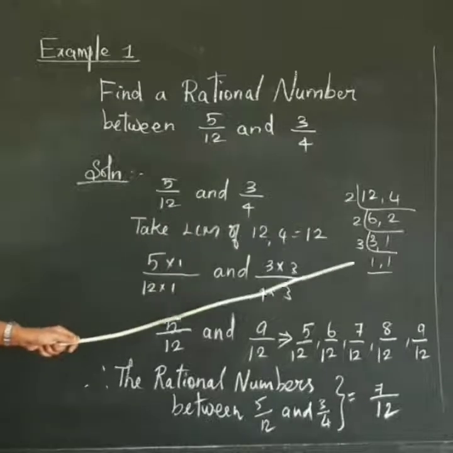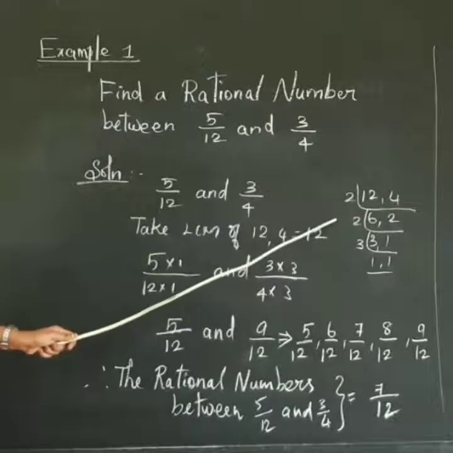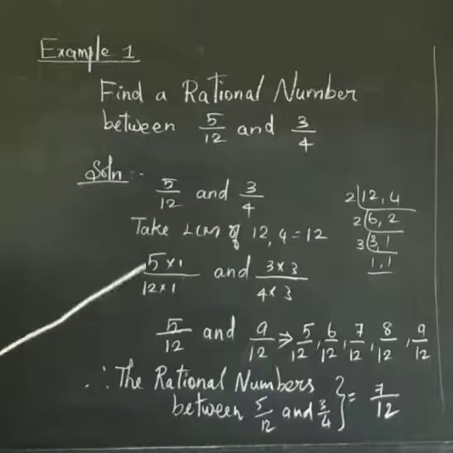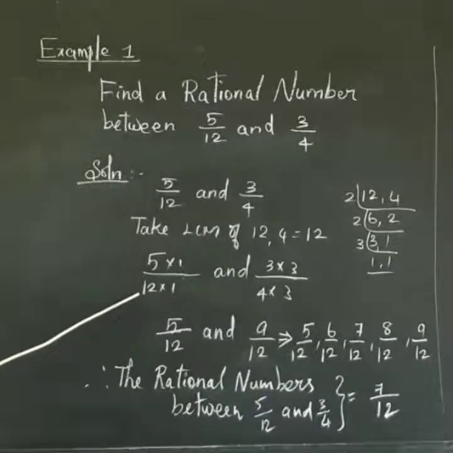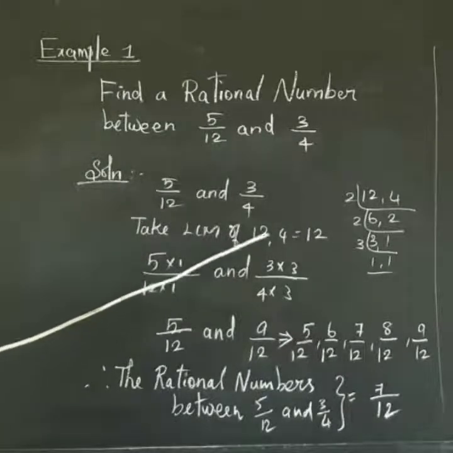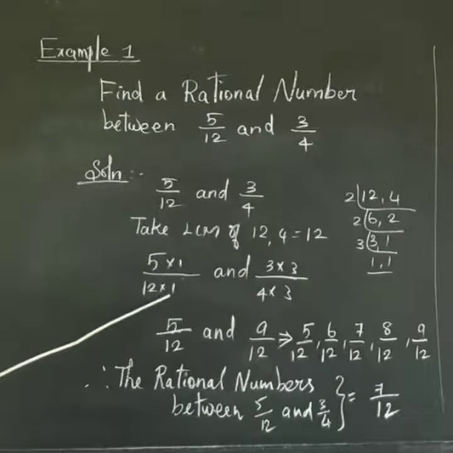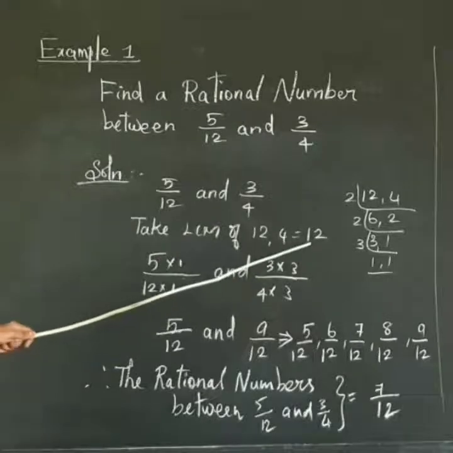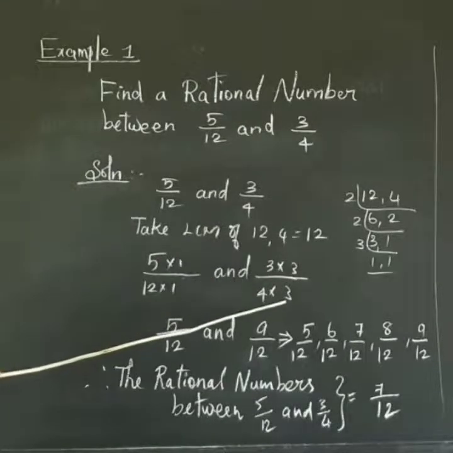If you take the LCM of 12 and 4, 2 2s are 4, 4 3s are 12. So, your denominator answer is 12. Come to the first rational number, 5 by 12. In the 12 table, 12 is how many times? 1 time. So, multiply both sides by 1. Consider the second rational number. Here, in the 4 table, 12 is 3 times. So, multiply both sides by 3.